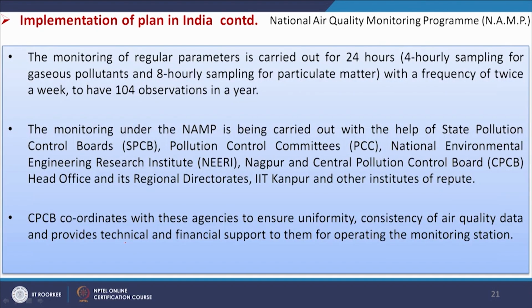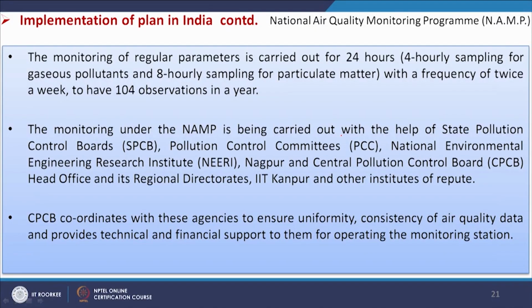Now, the monitoring of regular parameters is carried out for 24 hours, with 4 hourly sampling for gaseous pollutants and 8 hourly sampling for particulate matter, with a frequency of twice a week to have 104 observations in a year. Already this information is provided in the ambient air quality standards we have discussed in our earlier classes.